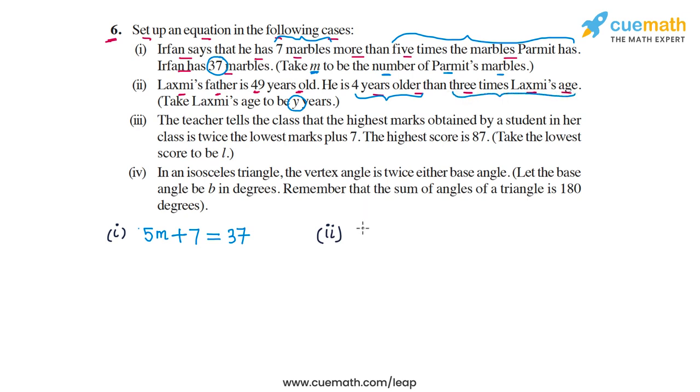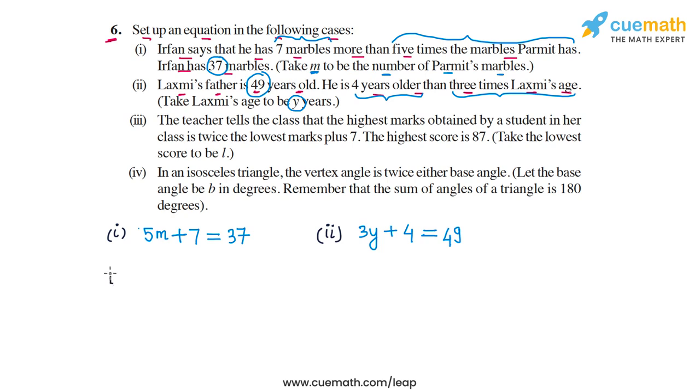So 3 times Lakshmi's age is 3y. 4 more than this is 3y plus 4. So this expression is Lakshmi's father's age, which is 49 years. So 3y plus 4 should be equal to 49, and this is the equation for part 2.